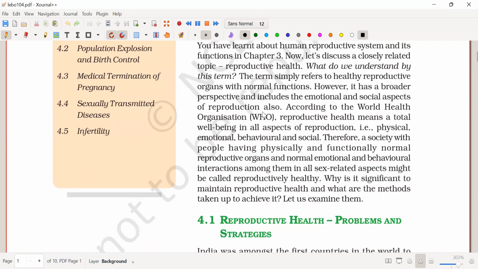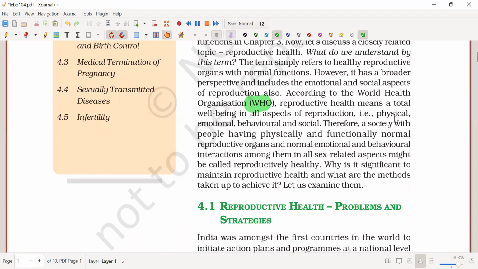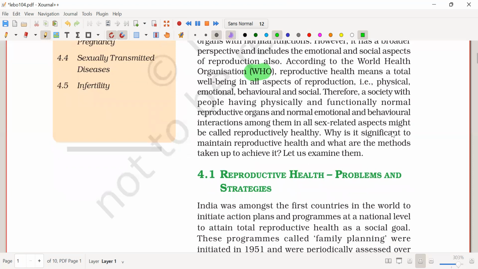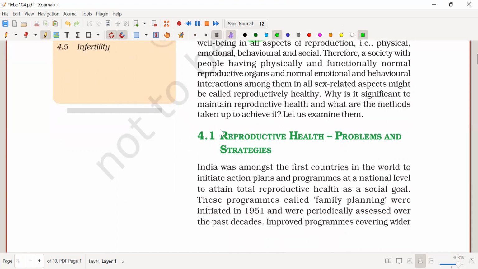According to the World Health Organization, WHO, reproductive health means a total well-being in all aspects of reproduction: physical, emotional, behavioral, and social. Therefore, a society with people having physically and functionally normal reproductive organs and normal emotional and behavioral interactions among them in all sex-related aspects might be called reproductively healthy. Why is it significant to maintain reproductive health, and what are the methods to be taken up to achieve it? Let us examine them.